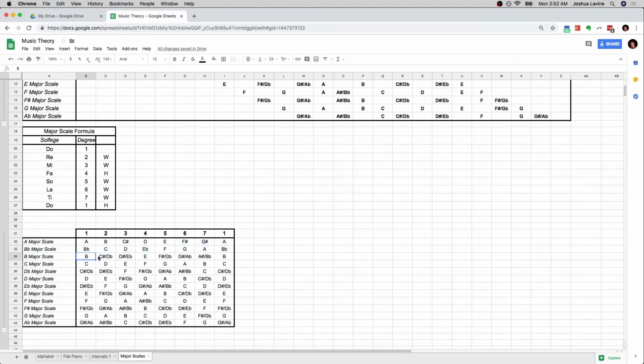Now let's go to the B major scale. B, this had better be C sharp. This is going to be D sharp.